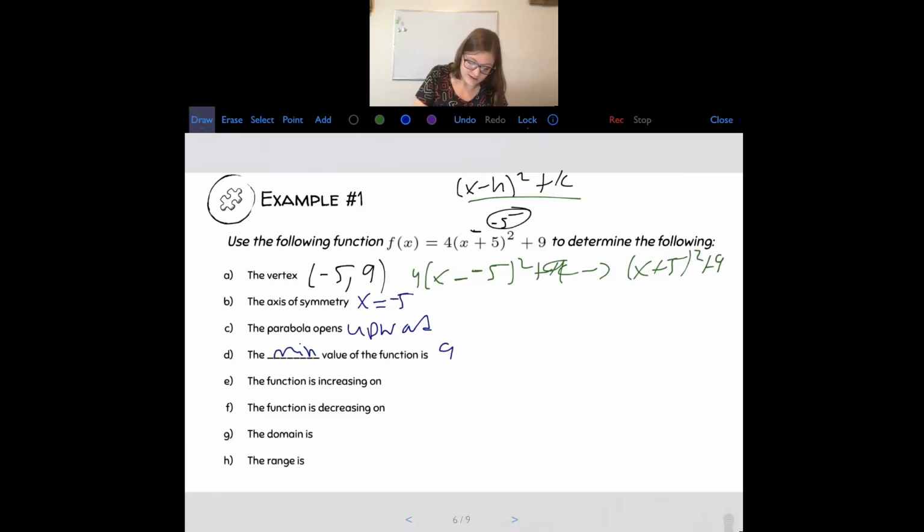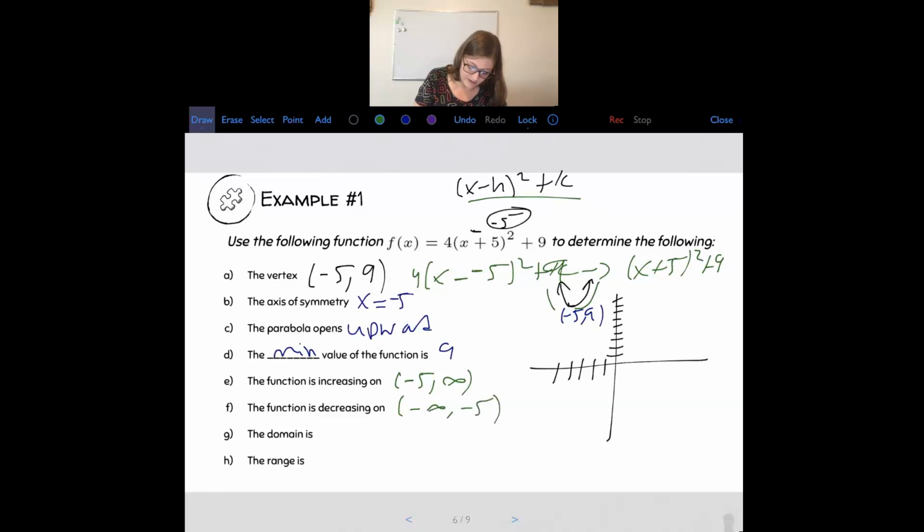Okay, and then just as a visual, so we've got negative 5. This is what my parabola looks like. This is the point (negative 5, 9), so we can get increasing and decreasing from here. This graph is increasing from negative 5 to infinity, and it's decreasing from negative infinity to negative 5. The domain is all real numbers, and we write that as negative infinity to infinity, and the range is the lowest y value to the highest y value. So my lowest y value is 9, it gets a bracket, and my highest y value goes to infinity.